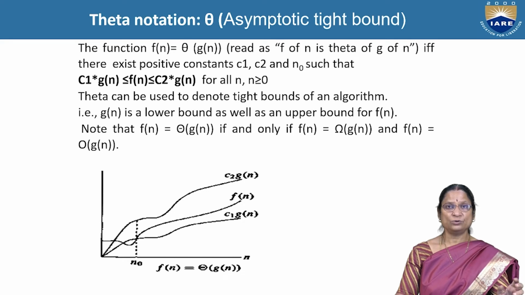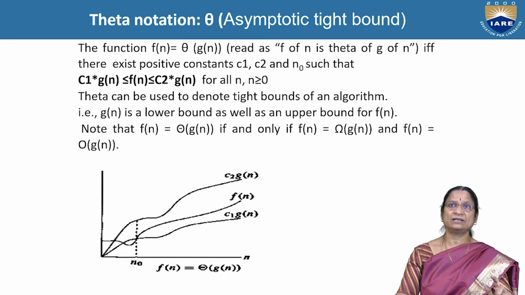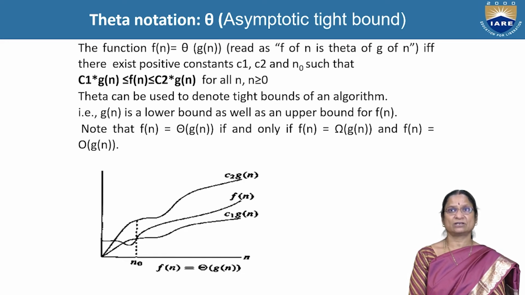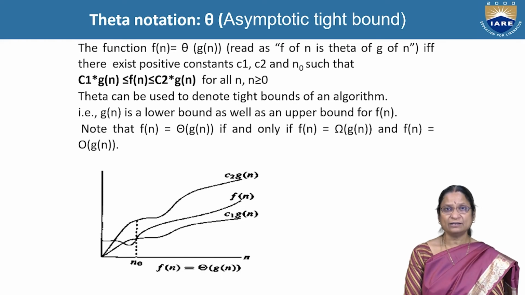So there are two constant values. Our f of n is going to be between c1 of g of n and c2 of g of n, for some values of c1 and c2. That means this lies between the upper bound area and the lower bound area. It can be considered the common area between these two cases.